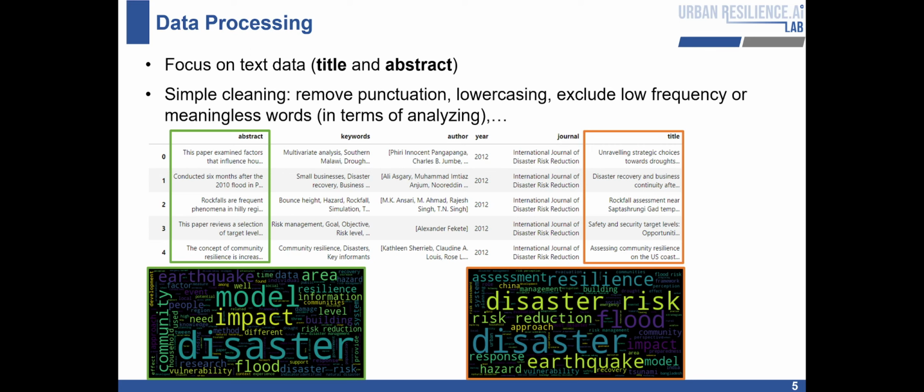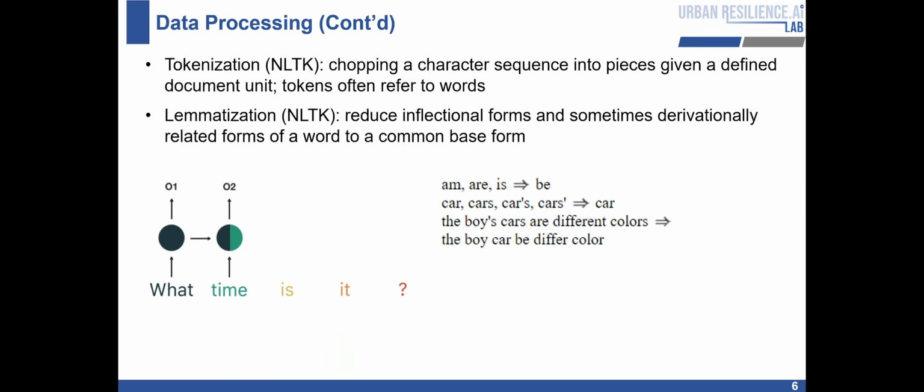Here we provide some data samples. We only focus on text, so we keep the essentials, including title, abstract, authors, year, and keywords. In the titles and abstracts, we first perform some simple cleaning to remove punctuation, lowercase, and exclude low frequency or meaningless words in terms of analyzing. The word cloud generated unsurprisingly shows the words with highest frequency, including disaster, risk, resilience, flood, earthquake, and so on.